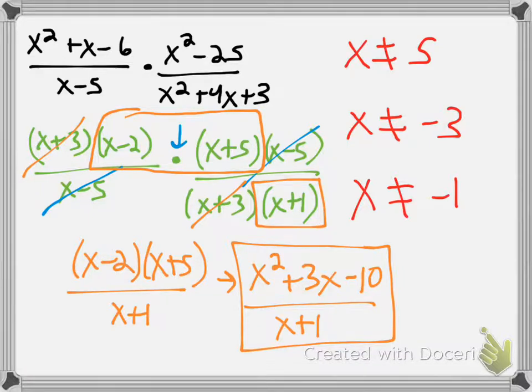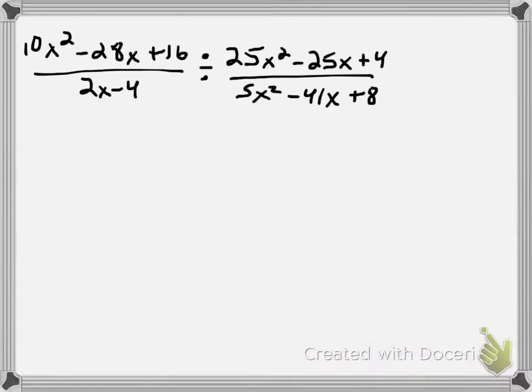And now all that's left is I have to label my restrictions. So everything was removed from the denominator except x plus 1. So this one's non-removable. The other two are removable because they were removed. And so non-removable gives me a vertical asymptote, where removable gives me a hole. Alright, so that's multiplication. One last problem, and it's division.